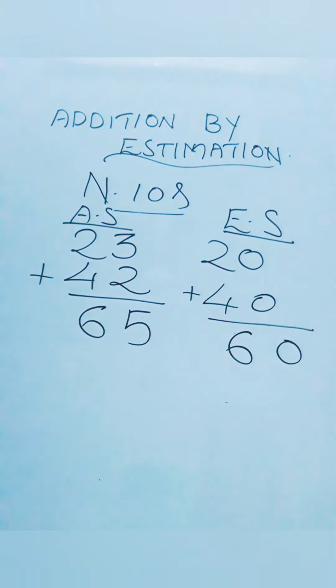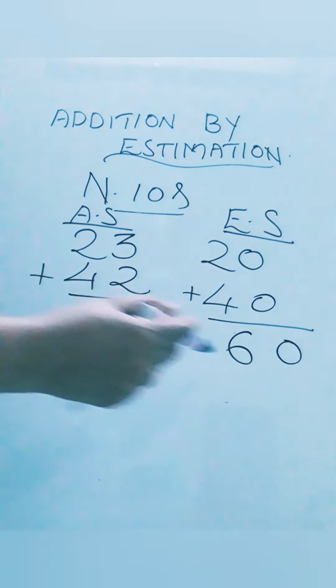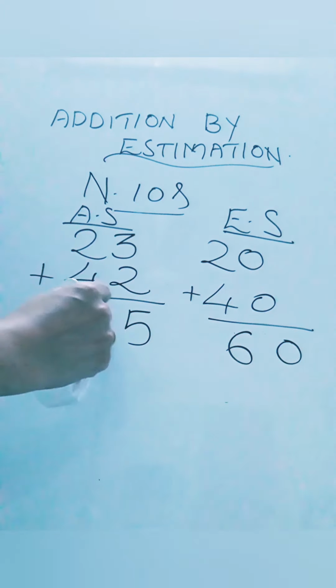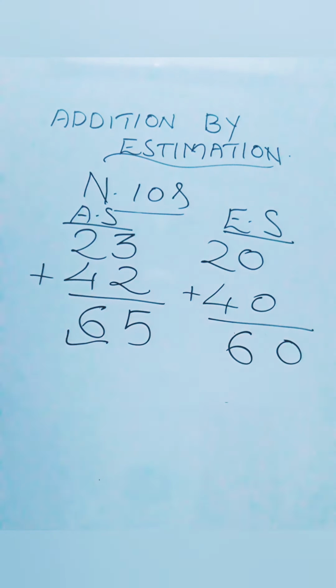For example, if they give 23 plus 42, you can do 20 plus 40. I mean, after rounding, you will get 20 and 40. So the answer will be 60, but it is not the real answer. The real answer is 65, but the estimated answer will be very near to the real answer or actual answer.